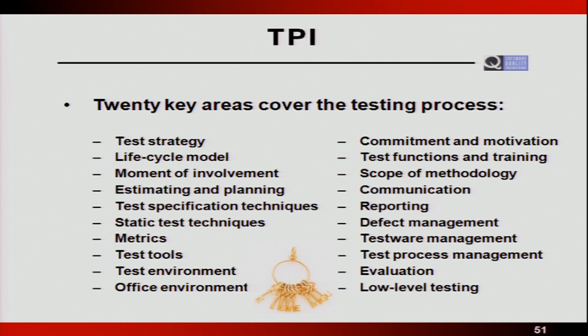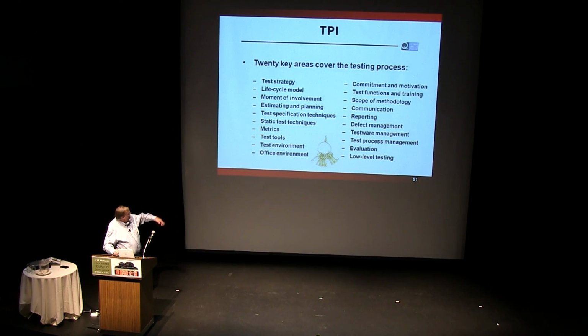Okay, so let me show you what some of these areas are. Here they are: test strategy, life cycle model, moment of involvement. When do testers get invited to the party? How many of you get invited really late? Like the requirements are done and the design's done, the code's done, right? And then they say, oh, we better wake up the testers and throw it over the wall. Well, that's kind of the lowest level of maturity in the TPI model. All right, test specification techniques, metrics, tools, office environment.